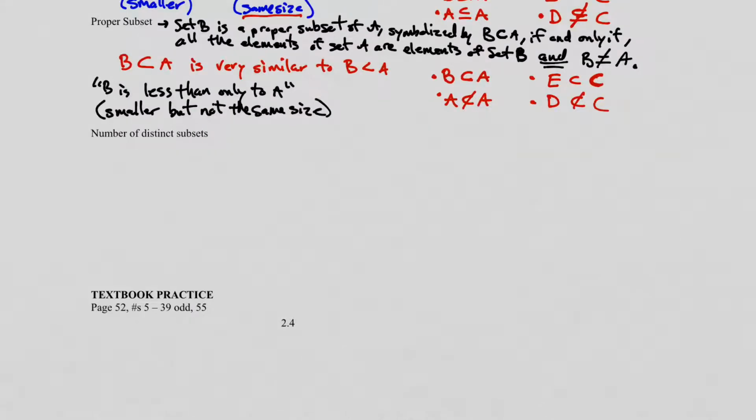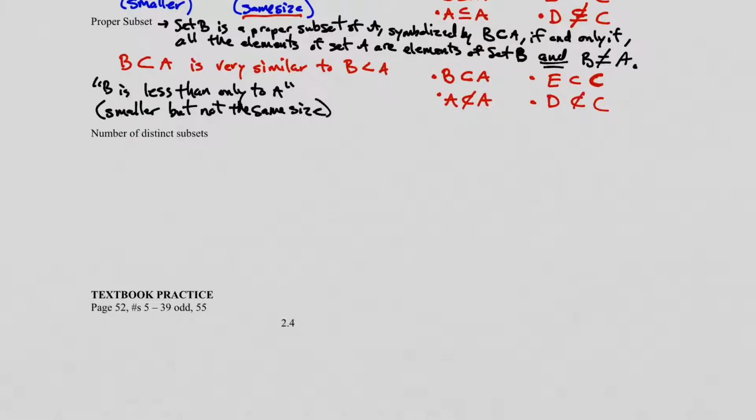All right, now let's take a look at the number of distinct subsets. So I'm going to read from page 50 at the bottom. It says, how many distinct subsets can be made from a given set? The empty set has no elements and has exactly one subset, the empty set or itself. A set with one element has two subsets. A set with 2 elements has 4 subsets. A set with 3 elements has 8 subsets. So we see a pattern here. And let me illustrate this, just like the table on page 51.